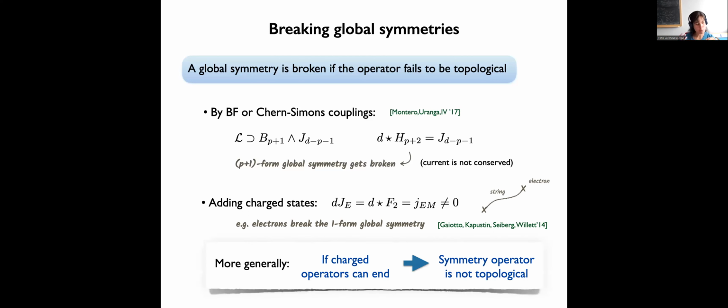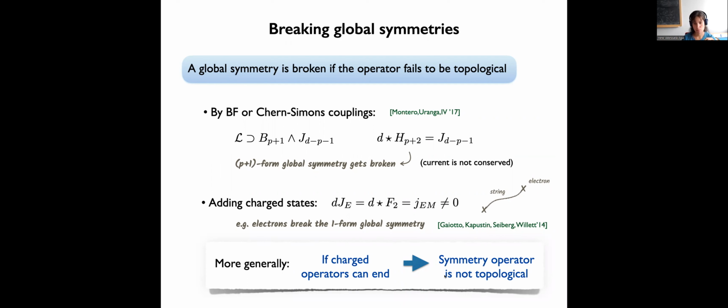There are some cases in which we don't have currents, or it's not so easy to have a formulation in terms of the current, so it's much more useful to think of the operators. Instead of saying that the current is not conserved, we can say that the electrons are breaking the symmetry because now the charged operators, which are the Wilson lines, can end. So you have some string charged under the 1-form global symmetry, and this string can end because of the presence of the local operators that create the electrons, and therefore the symmetry operator is not going to be topological anymore.